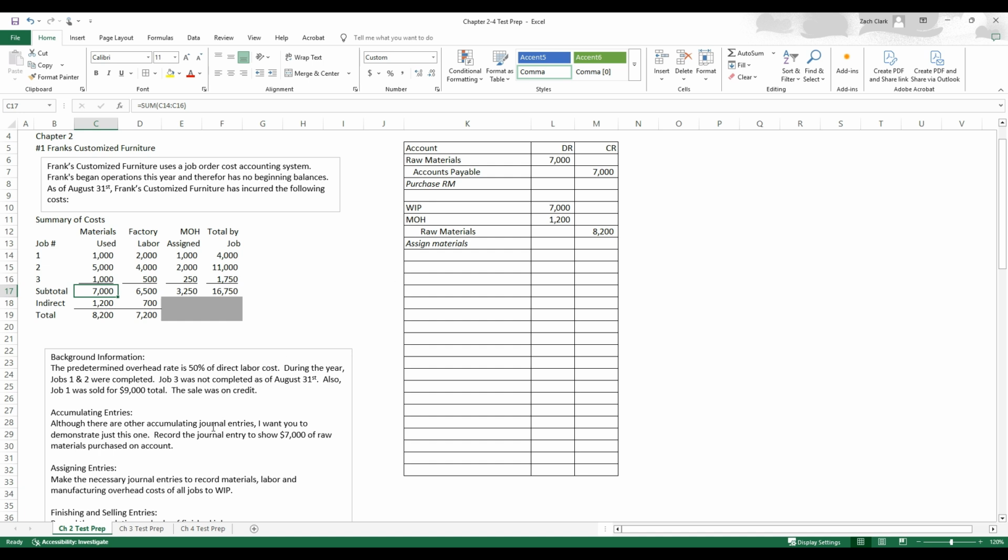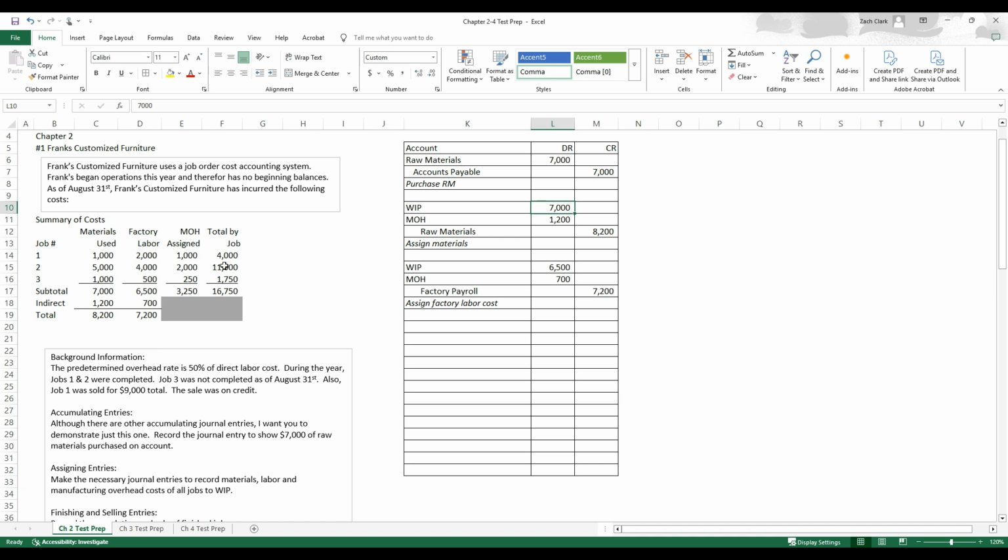Okay, so now we need to assign labor. I'm going to steal this journal entry and copy and paste it because it's going to be very similar. But our total direct labor cost is 6,500. Our overhead is 700. There you can see indirect down here. And then instead of raw materials, we are going to be crediting factory payroll. And we'll say assign factory labor cost.